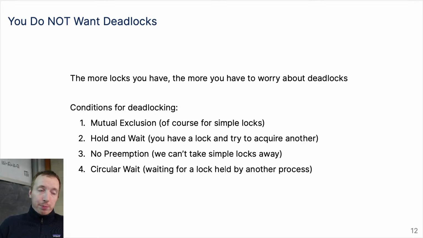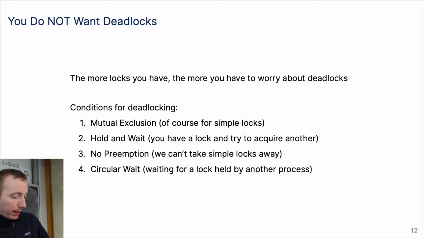You also have to have no preemption, which means you can't take simple locks away. That doesn't mean you can't still context switch between threads. The preemption here is preemptible locks, so I can take a lock away, like I can just make it unlocked if I want to. To have a deadlock, you can't have this. And for simple mutexes, if you have the lock, nothing can take it away from you, unless it's yourself.